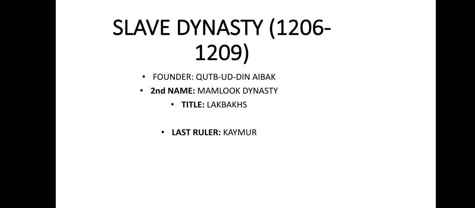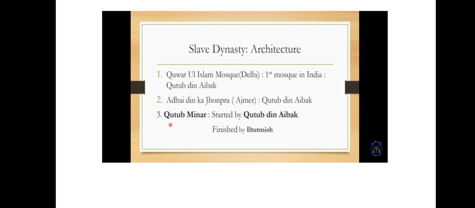But before moving towards the Khilji Dynasty, let's look at the architecture of the Slave Dynasty. Architecture of the Slave Dynasty means a lot, because Qutbuddin Aibak laid the foundation of two important mosques in India. The first mosque in India that he established was in Delhi, named Quwwatul Islam Mosque, and the second mosque is located in Ajmer, which was also established by Qutbuddin Aibak.